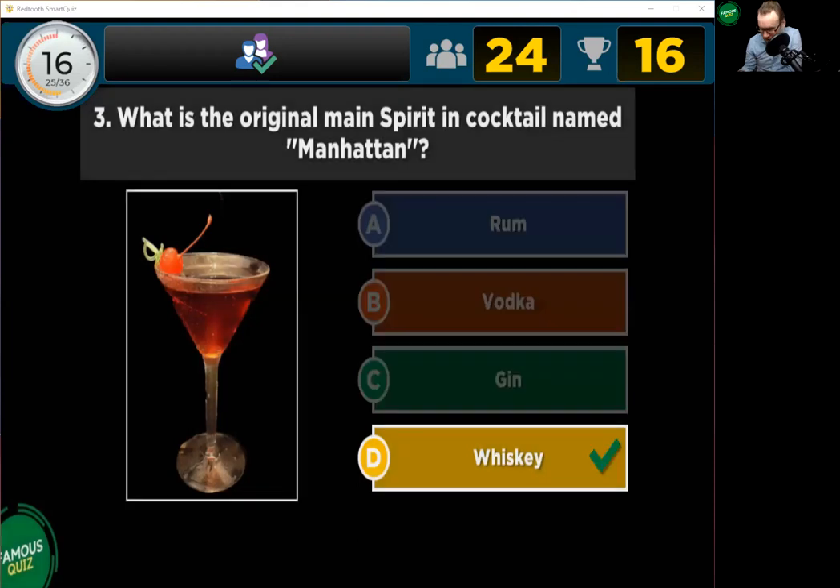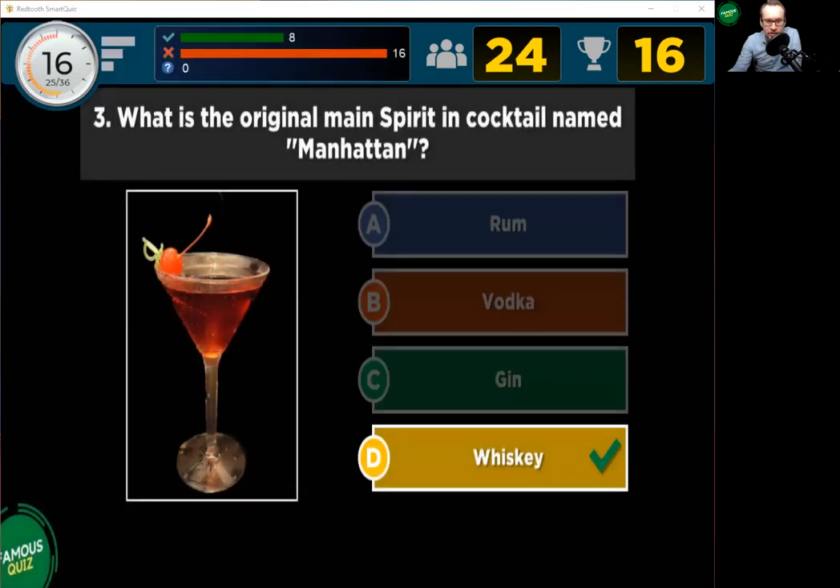Let's see how many correct answers we have here. Only 8 correct answers. Well, that's great, because that means, as I always say, people who are not working in a bar but know the answers to these kinds of questions, like recipes, but have never worked in a bar, they are alcoholics, and you can finish the sentence. But all right, that's fine. 8 people knew the answer, 16 incorrect answers. Okay, question number 4.